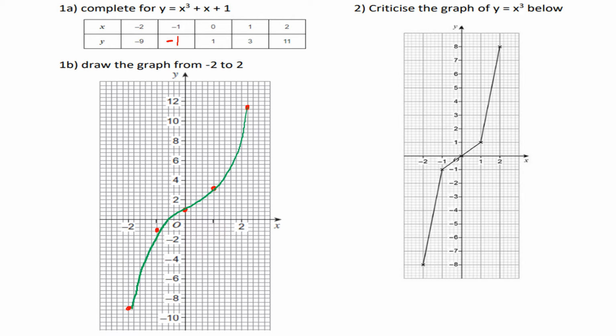Remember, you try and join these together with a curve, and that's exactly the problem with graph 2. Criticize the graph of y equals x cubed. The only thing I can think of is that the lines should be curved.